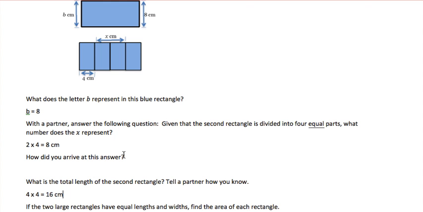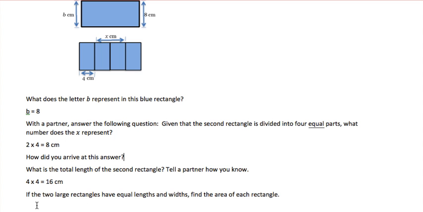If the two large rectangles have equal lengths and widths, they're asking us to find the area of each rectangle. So then we have information in the top rectangle about the width and information in the bottom rectangle about the length. The top rectangle we know was 8 centimeters. And again, when we find area, we're multiplying length times width. And the bottom rectangle we found was 16 centimeters long. So their area then would be 8 times 16, which is 128. And again, our units are square centimeters.